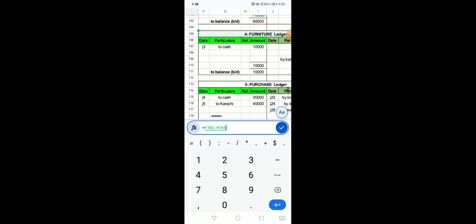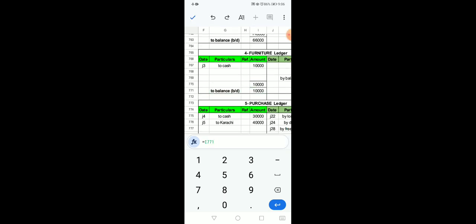We will go to balance brought down. It is written on the debit side, so we will choose the debit side, 10,000. Furniture ledger's recording is completed in the trial balance. Simple is this. You will see balance brought down, you will see the side, and that's all.